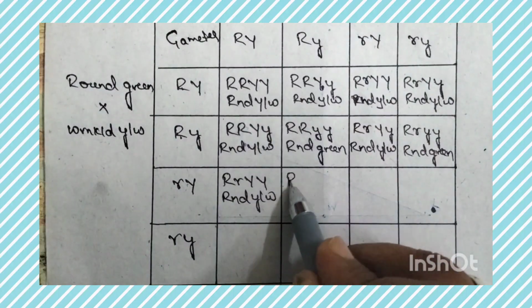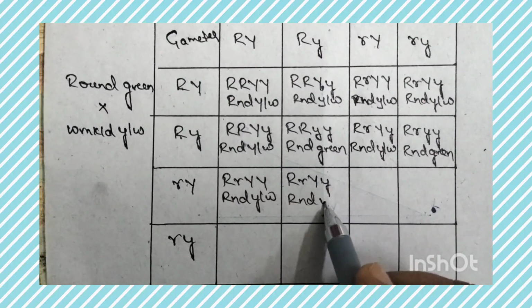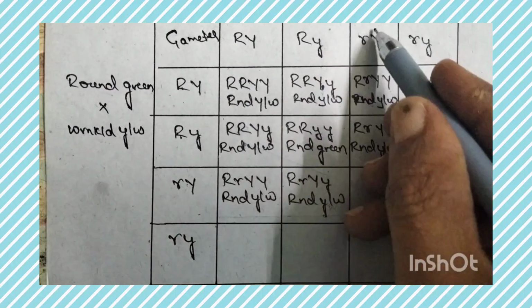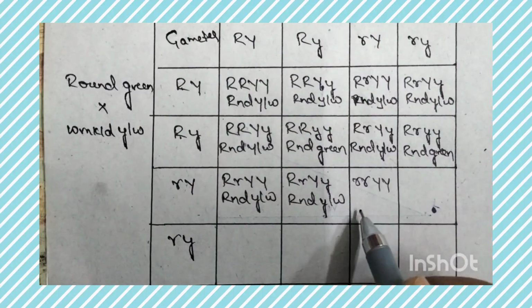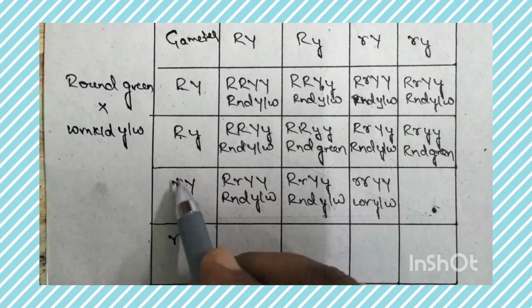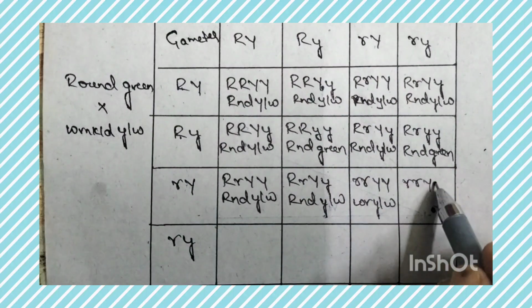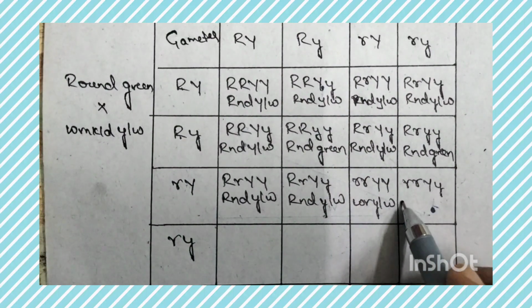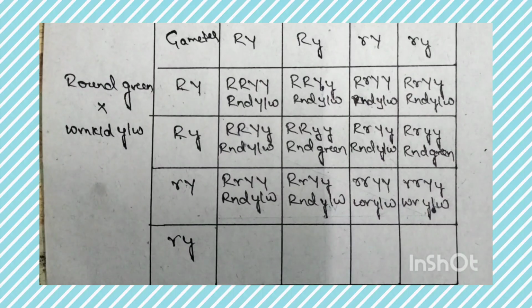Small r, capital Y, small y. Again round yellow. Small r, capital Y. So wrinkled yellow. Small r, capital Y, small y. Small r two are there, so wrinkled, capital Y is there, so yellow.